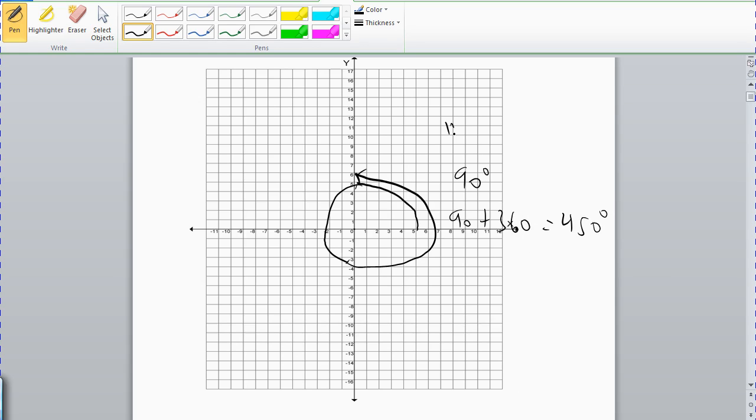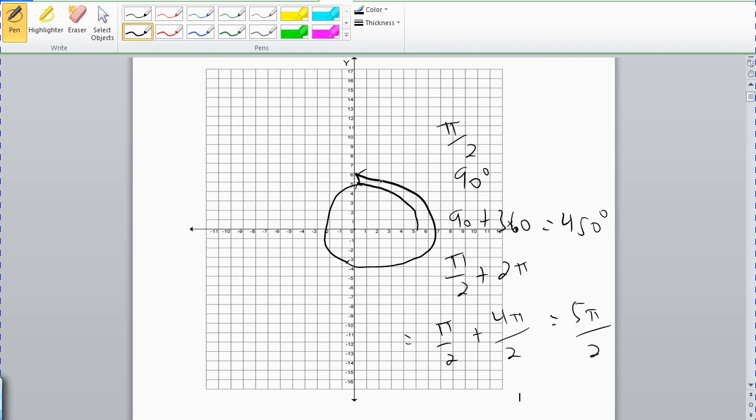Or, we know that 90 is the same as pi halves. So that's the same as pi halves plus 2 pi. And 2 pi is the same as 4 pi halves, which gives us a grand total of 5 pi halves. Do you want to see an easy way to find this 5 pi halves without actually having to do any addition? Okay, I'm going to show you.